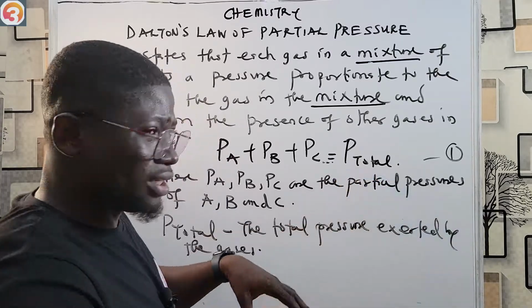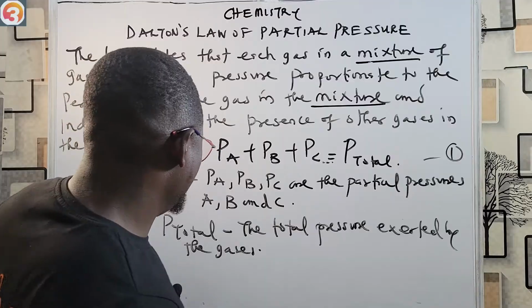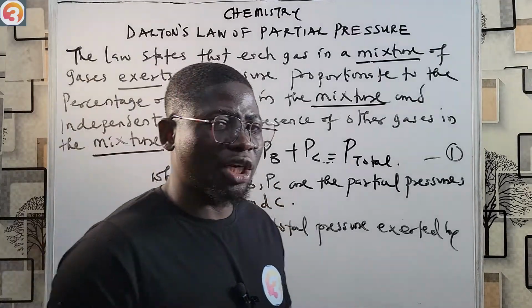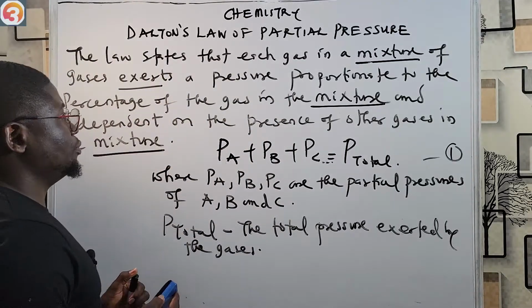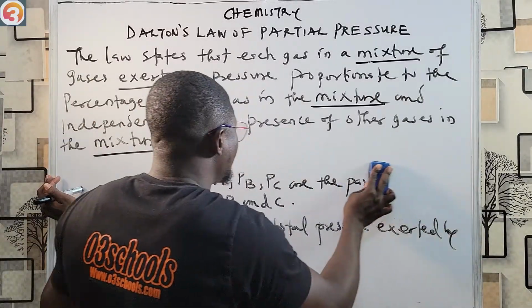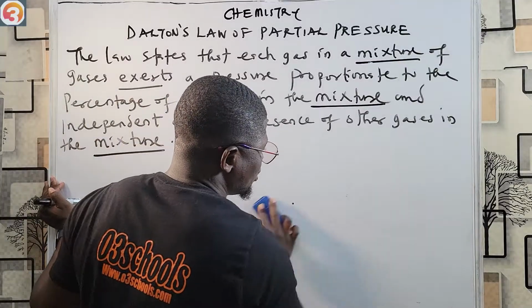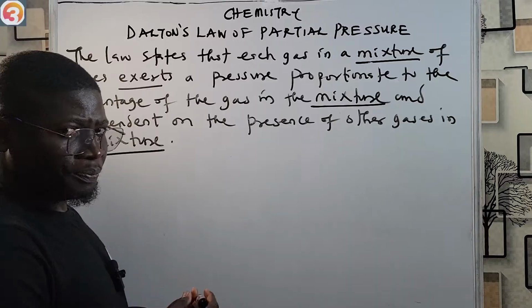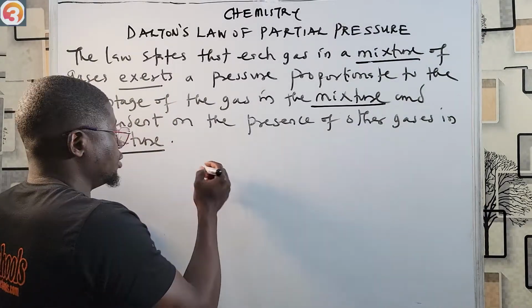P total is the total pressure exerted by the gases in the mixture, while PA, PB and PC are the partial pressures of the gases in the mixture. Now, having covered this first one, there's another thing we also want to know about formulas for solving questions under Dalton's law of partial pressure, and of course that would be mole fraction.